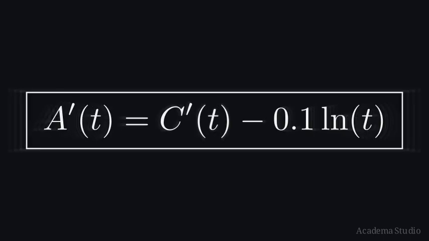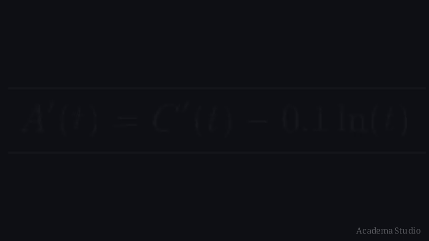First, differentiate A(t). The derivative of C(t) is C prime of t. For the integral, we use the fundamental theorem of calculus. Since the upper limit is t, the derivative of the integral is the integrand evaluated at t. So A prime of t equals C prime of t minus 0.1 natural log of t.